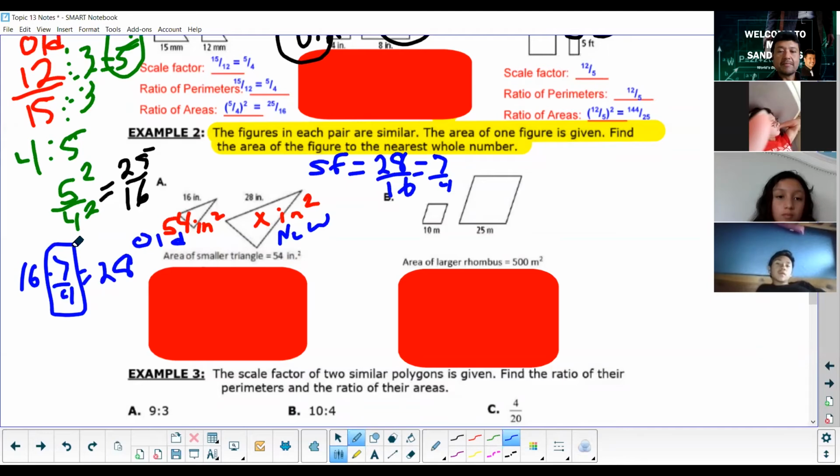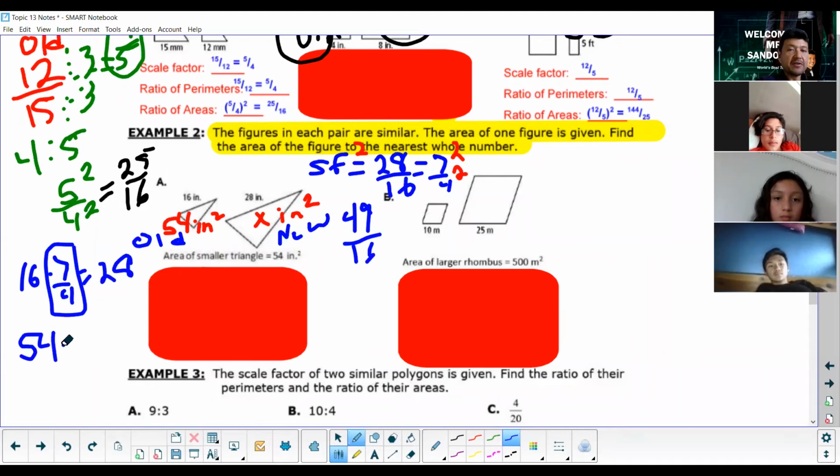You would have to square 7/4. Yeah, we're going to have to square both of these, right? So as a result, what's the scale factor squared? What's the area scale factor? 49/16. Yeah, 49/16. And then what do I do from there? You would times 54 times 49/16. Exactly. So 54 times 49/16, because this is the scale factor squared. And then as a result, I'll get x.